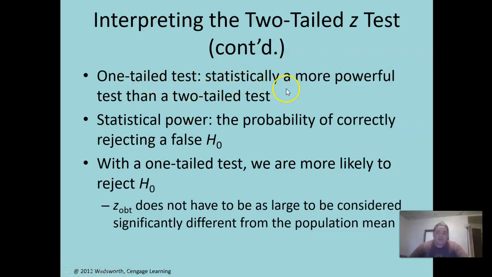A one-tailed test is statistically a more powerful test than a two-tailed test. And that's because anytime that we can find directionality, that's more powerful. Statistical power is the probability of correctly rejecting a false H0, a false null hypothesis. With the one-tailed test, we are more likely to reject the false null hypothesis. The z-score for OBT does not have to be as large to be considered significantly different from the population mean.